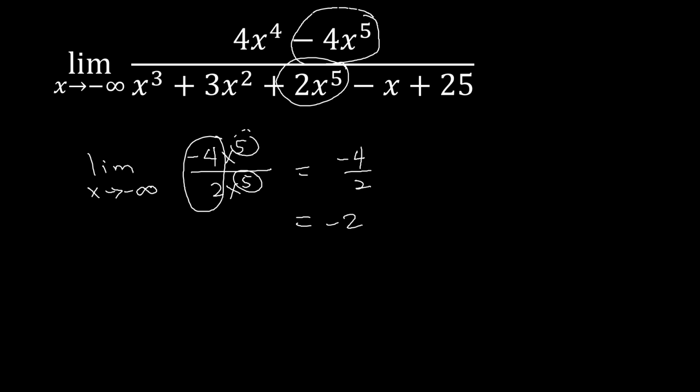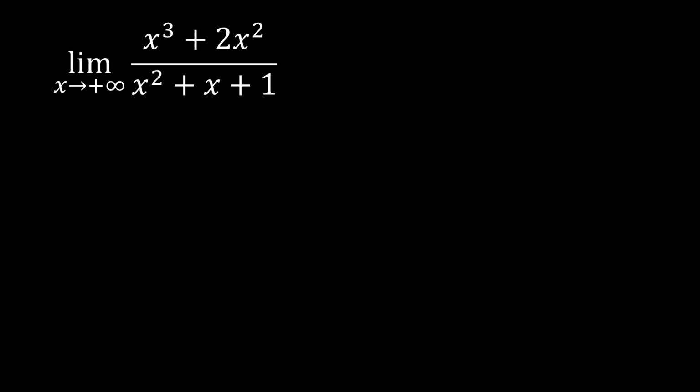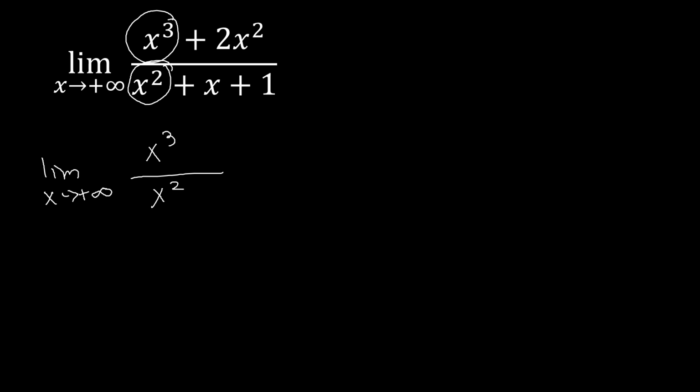So let us now go for another example. This time we have the limit of x cubed plus 2x squared over x squared plus x plus 1 as x approaches positive infinity. Comparing the exponents here, we have x cubed as the highest exponent at the top and x squared at the bottom. Applying the limit as x approaches positive infinity and simplifying, we have the limit of x as x approaches positive infinity. Plugging in positive infinity, that is equal to positive infinity.